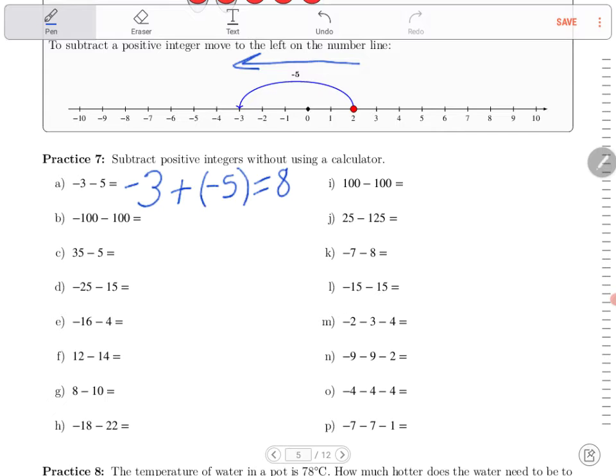So this we will remember from the previous lesson, where we learned that adding two negative integers will give us a larger negative integer. The same way that 3 plus 5 equals 8, negative 3 plus negative 5 equals negative 8.